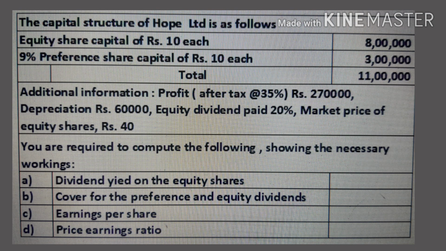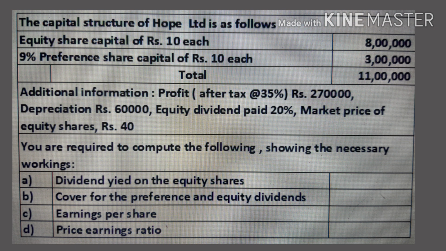The capital structure of Hop Limited is as follows. Equity share capital of rupees 10 each, 8 lakhs. 9% preference share capital of rupees 10 each, 3 lakhs. Total 11 lakhs. Additional information: Profit after tax at 35% is rupees 2 lakhs 70,000. Depreciation is rupees 60,000. Equity dividend paid at 20%. Market price of equity share is rupees 40.